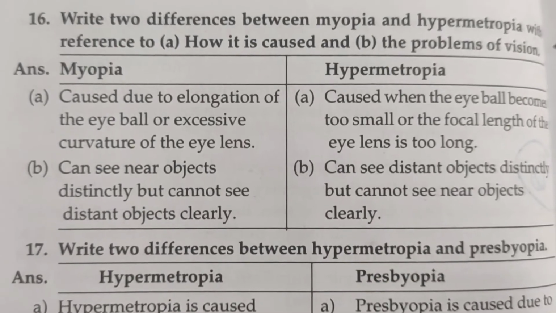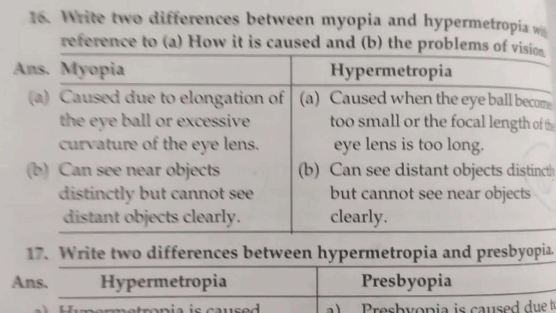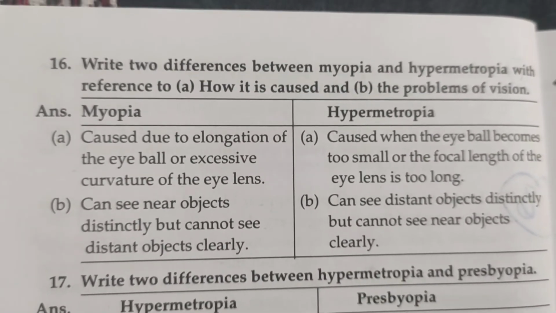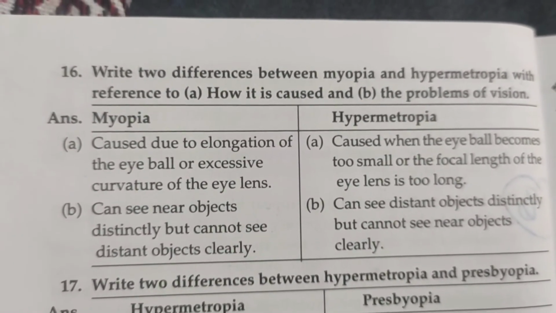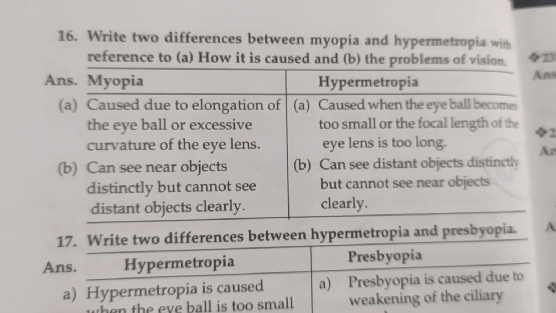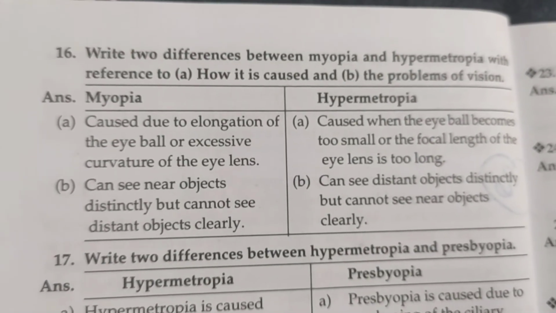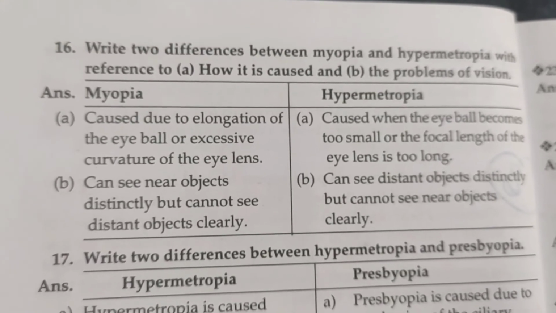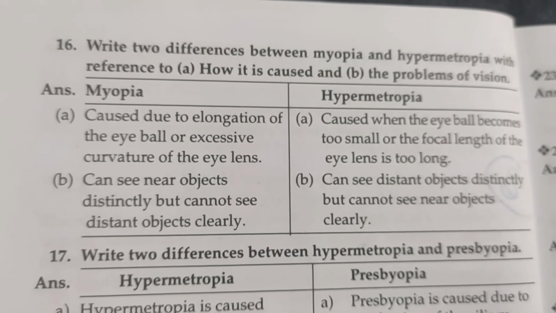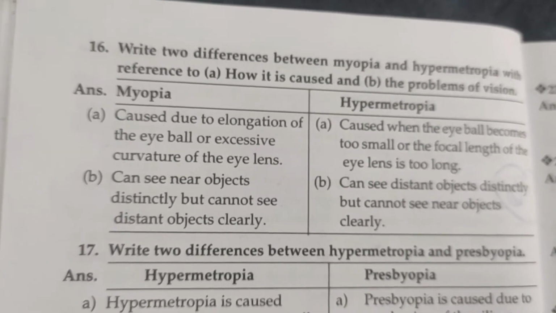Write two points of differences between myopia and hypermetropia with reference to how it is caused and the problems of vision. Myopia is caused due to elongation of the eyeball or excessive curvature of the eye lens. Hypermetropia is caused when the eyeball becomes too small or the focal length of the eye lens is too long. In myopia, one can see near objects distinctly but cannot see distant objects clearly. In hypermetropia, one can see distant objects distinctly but cannot see near objects clearly.